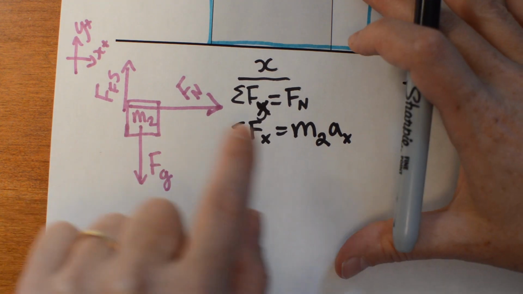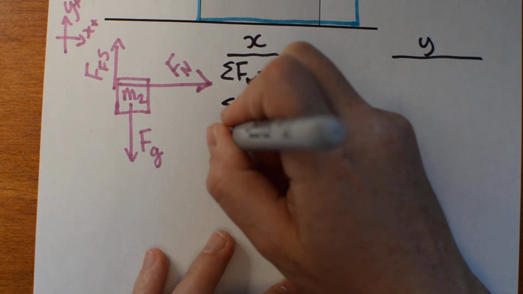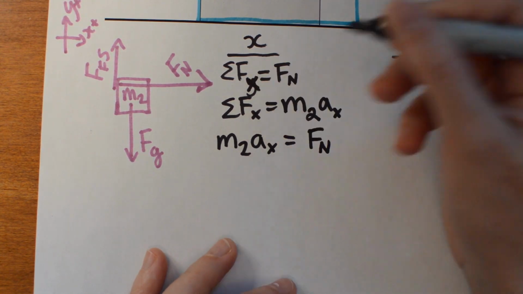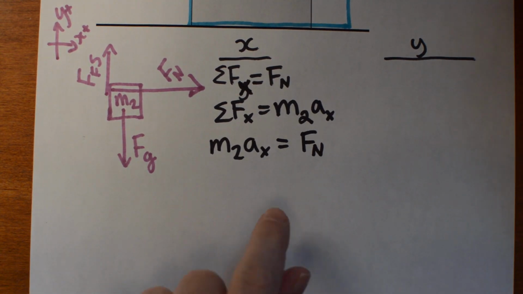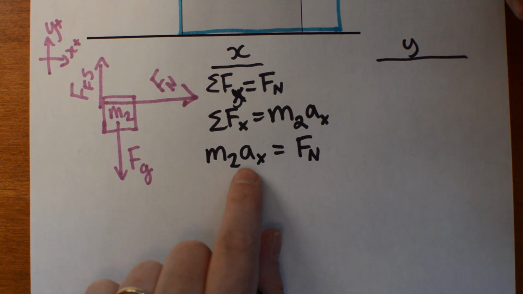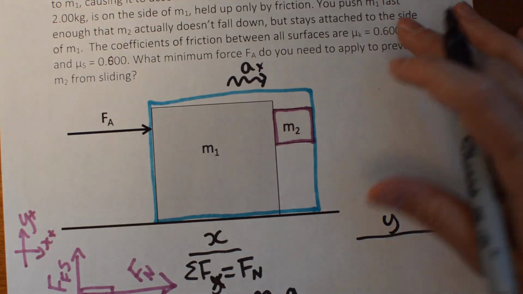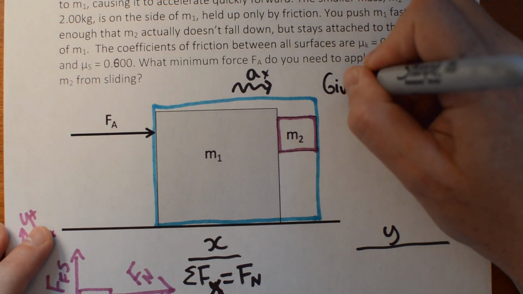My free body diagram was of m2, so m2 has to show up in there. Okay, so m2 times ax is going to equal just the normal force. All right, this seems nice, but I don't know the normal force and I don't know ax. I do know m2, but I'll just stop there. Oh, I should write down my givens over here so we can know what we know.